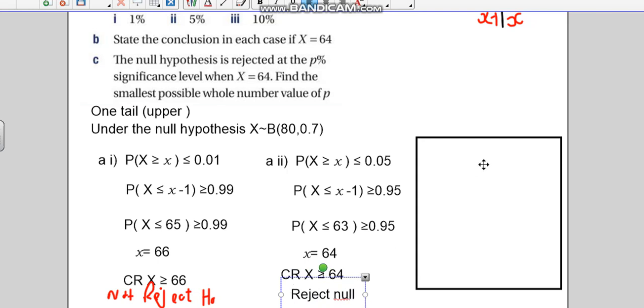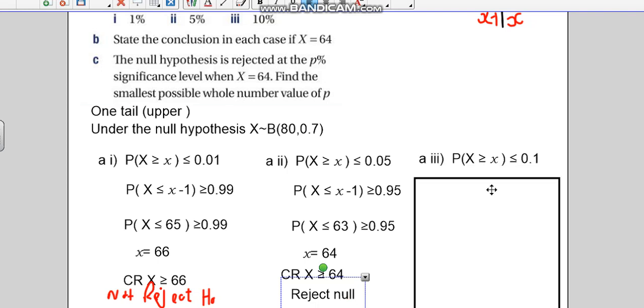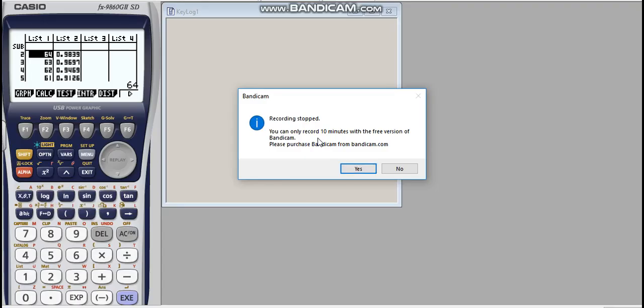And the last one was 10%, so in a similar vein, I'm looking for a value where the probability of being greater than it is 0.1. If I turn that round, the probability that X is less than x minus 1, so the value on the left hand side, has to be 0.9 or greater. Using my calculator.